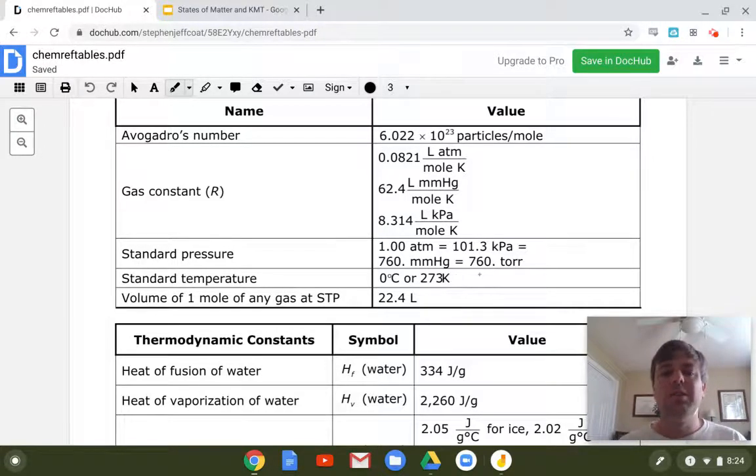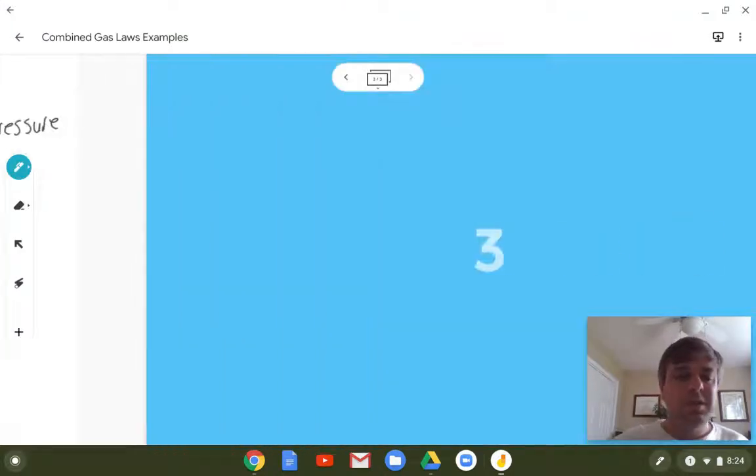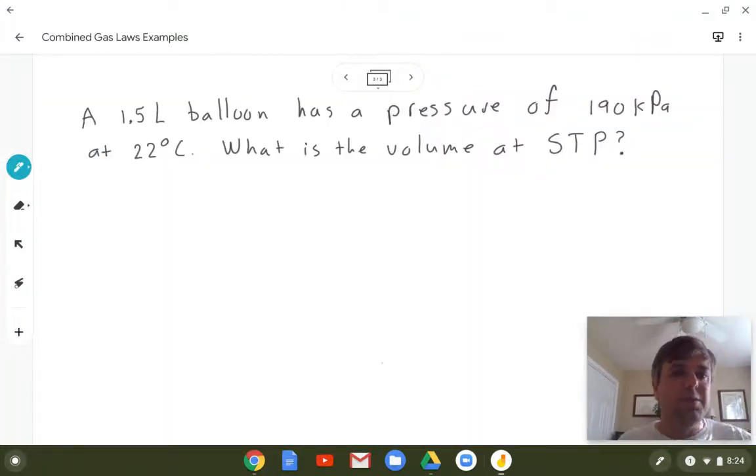So in other words, this would be like if you were standing at sea level on Topsail Island, for instance, and the temperature outside is exactly freezing, 0 Celsius, 32 Fahrenheit, you are at STP. And that's just the set of conditions that scientists have come up with. So let's look at one more example, and then I'll have you do some problems.